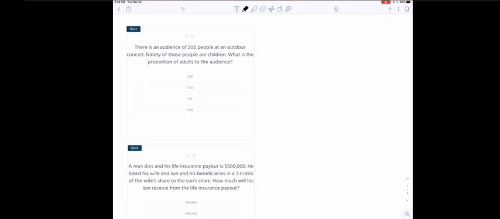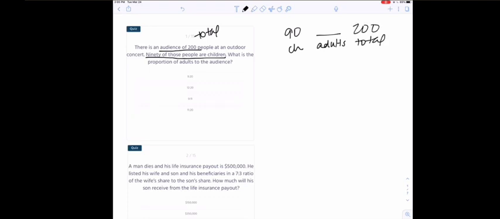So here we go. Number 1 says, there's an audience of 200 people at an outdoor concert. 90 of those people are children. What is the proportion or the ratio of adults to the audience? So here we have an audience of 200. This is our total. 90 of those are children. Some other part of them are adults. And the total is 200. What is the proportion of adults to the audience? So we want to do adults to audience.